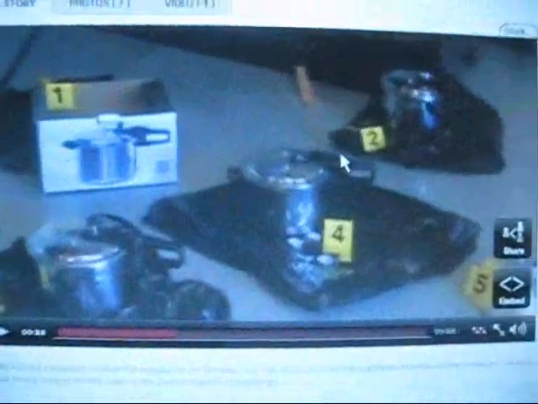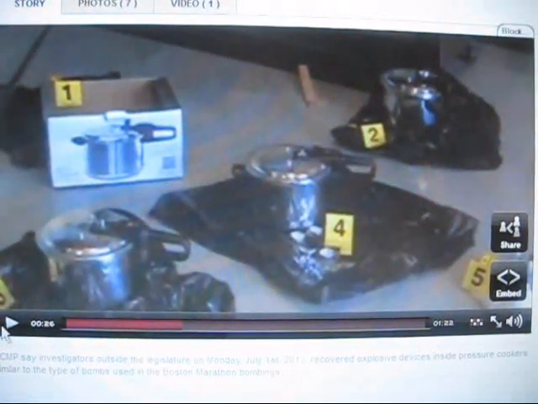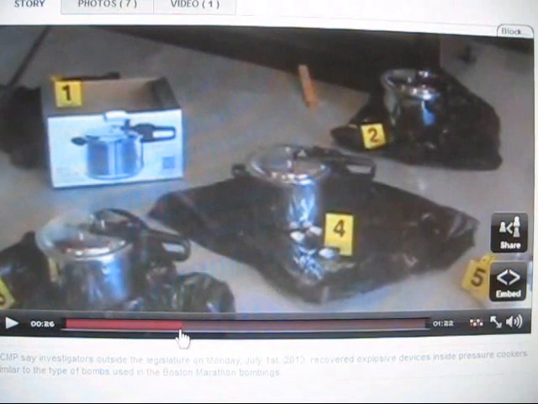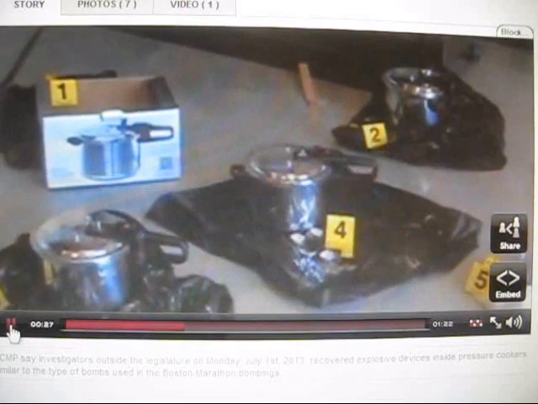There you have it. That's my pressure cooker. I've had it for about 8 years. Does a really good job of canning. It's just unbelievable, this attention on pressure cookers now. It's being compared to the Boston bombing. Disturbing. On Canada Day.